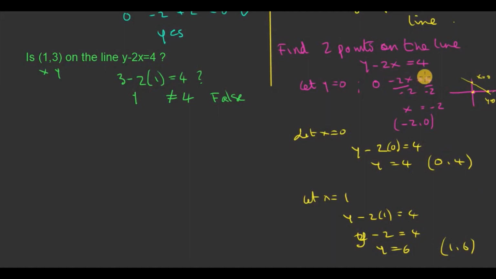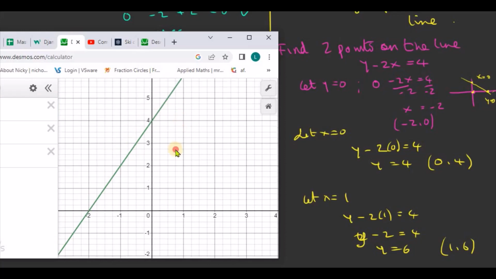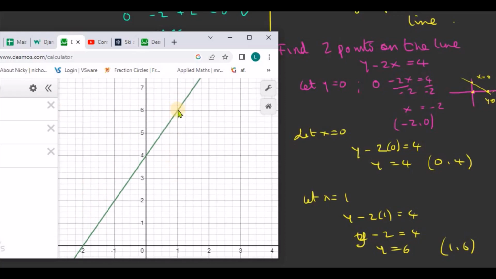Let's have a quick look at this line, y minus 2x equals 4, and see if these points are all on it. So here's the line, y minus 2x equals 4, this green line here. Is 0, 4 on it? There's 0, 4, yes indeed it is. Is minus 2, 0 on it? Yeah, that's on it as well. And 1, 6, I'd have to go up a little bit, hang on. So 1, 6, and it's on it as well.